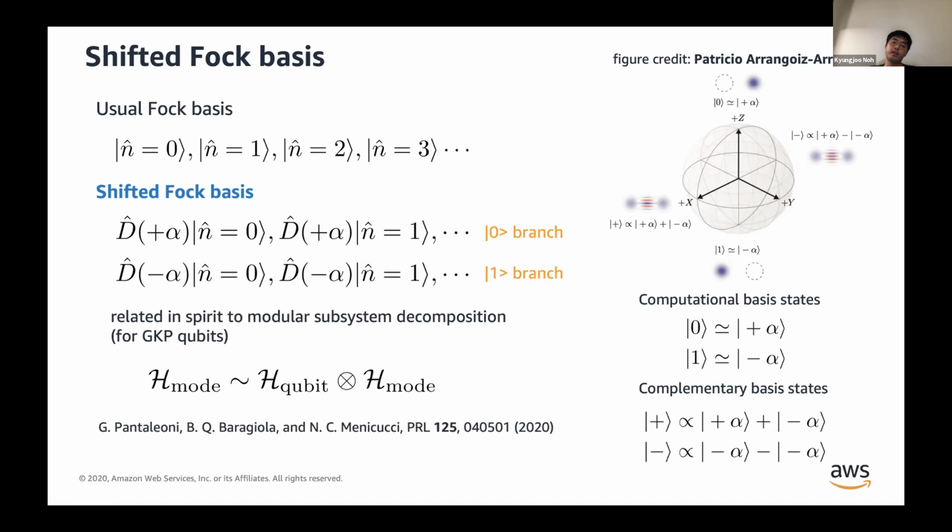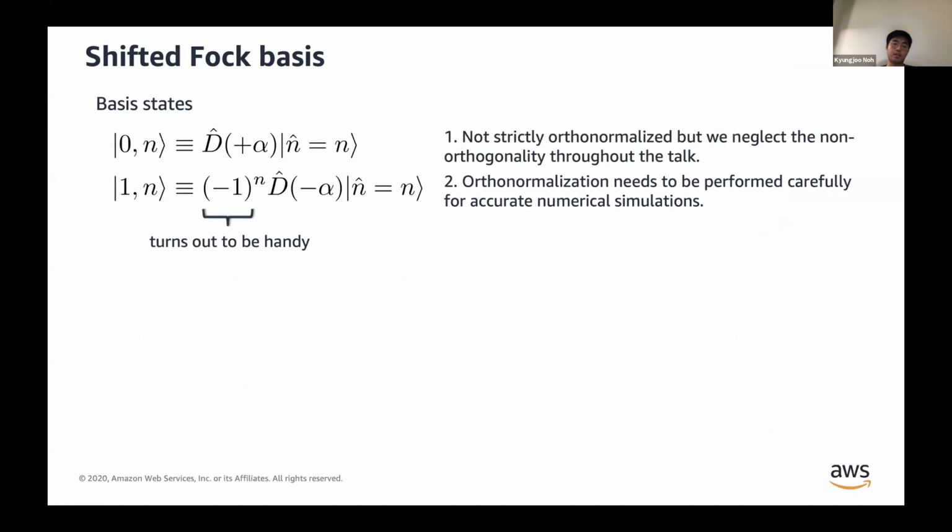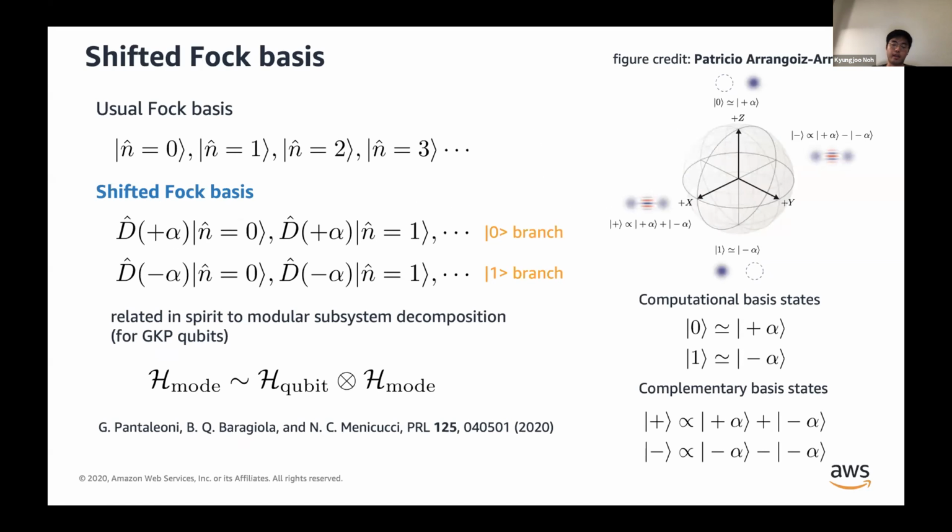And this is in spirit really similar to this modular subsystem decomposition that turned out to be really useful for the GKP qubit. In other words, what we are doing here is we have this infinite dimensional bosonic Hilbert space, and we basically have a subsystem decomposition, consisting of this qubit part, which describes the logical information, and this auxiliary oscillator part that describes the excitation from the desired cat-qubit manifold. And this turns out to be really useful for understanding and characterizing how the information is preserved and so on and so on.